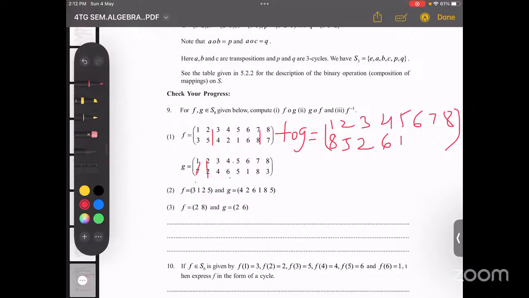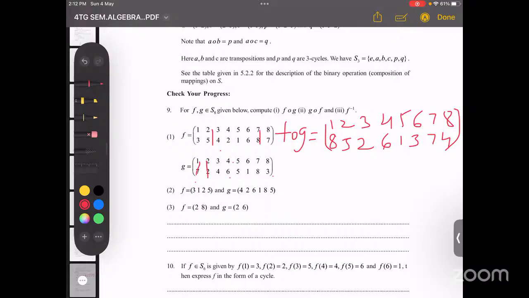Next, 6 is mapping to 1, 1 is mapping to 3. Next, 7 is mapping to 8, 8 is mapping to 7. 8 is mapping to 3, 3 is mapping to 4. So if you see in the denominator also, we got 1, 2, 3, 4, 5, 6, 7, 8. So whatever we have done is the correct product of the two permutations. First you have to compare the g permutation, then you have to compare the f permutation for f circle g.